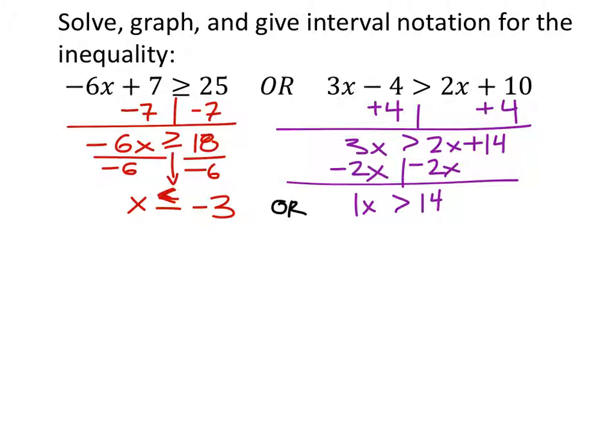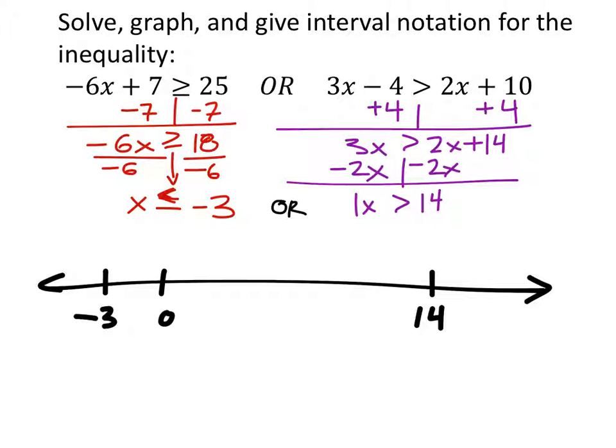So again, I'm going to put my "or" statement just so I don't forget it. And then let's go ahead and prepare the graph. So maybe something like this. And at -3, again, this one is equal to, so I'm going to close in that circle. It's not eating the x, so it goes to the left. And at 14, I've got an open circle. This one is eating the x, so it goes to the right.